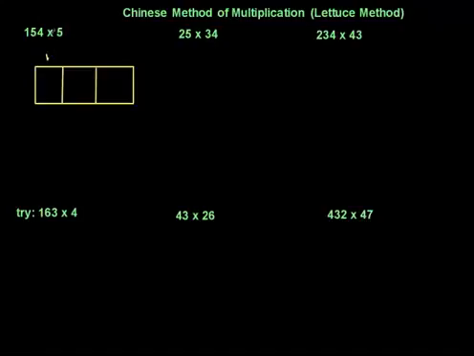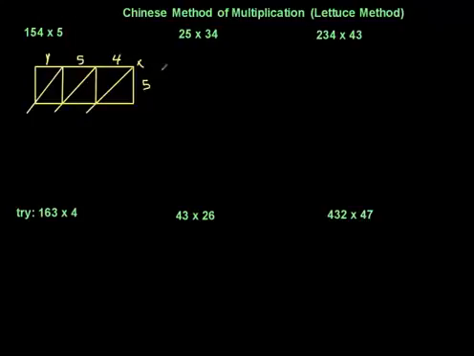Now I can write down my numbers here, as they are: 1, 5 and 4. And I'm multiplying that by 5, so I put 5 here. Now each square is going to be split up diagonally. Why we do that is that we have got a unit and a 10 here, and likewise a unit and a 10 in each of the others. And that's it. All you do is multiply the numbers.